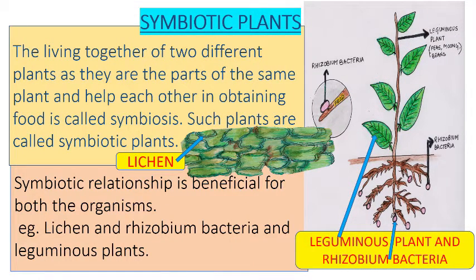Students, now we will study symbiotic plants. The living together of two different species of plants as if they are parts of the same plant, and helping each other in obtaining food, is called symbiosis, and such plants are called symbiotic plants.